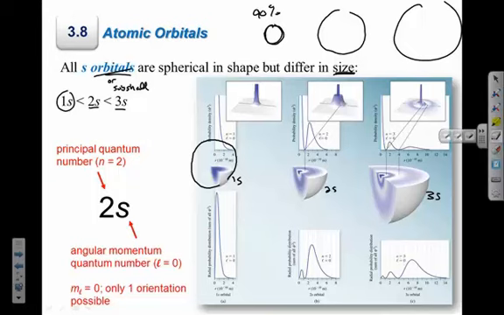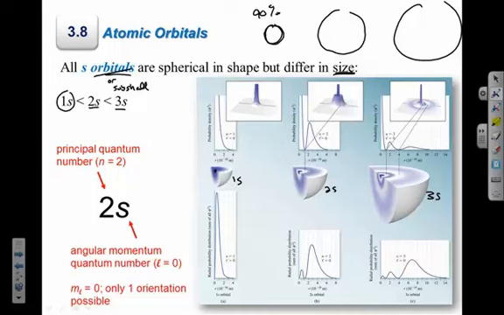So when we look at the 1s, if we take a cross-section and we have the nucleus right in the middle, where is the greatest probability within that 90% probability sphere for where the electron's located? Well, it's wherever the color is darkest. Right? And that's pretty much right next to the nucleus.